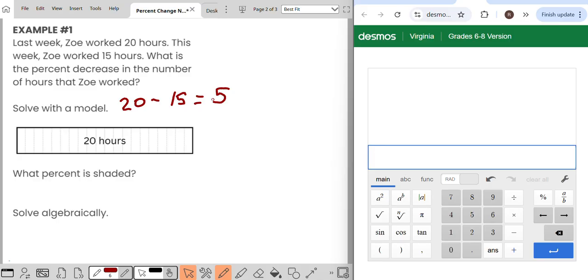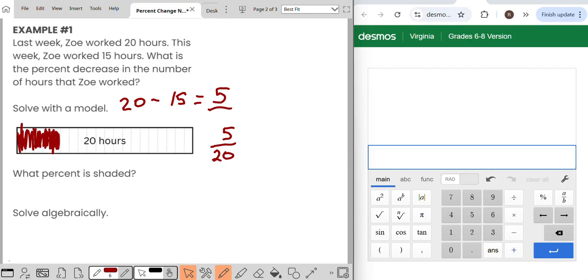Now, I'm going to look at this model. There are 20 rectangles there because it's labeled as 20 hours. So out of that 20 hours, let's color in the difference between what she worked last week and this week. So that difference right here is 5. So we're going to do 1, 2, 3, 4, and 5. So I have colored in 5 out of the total 20.